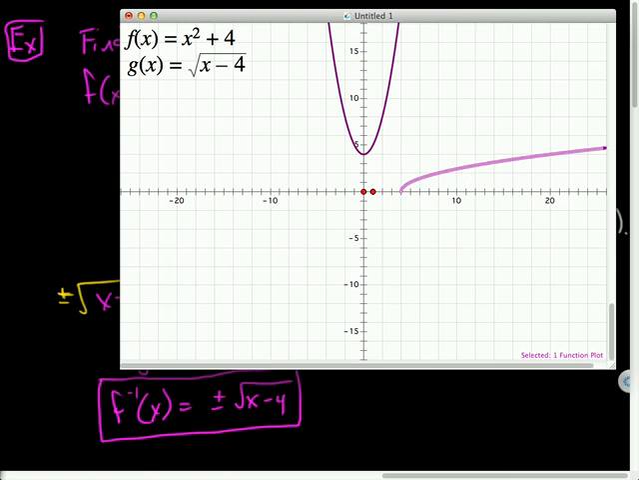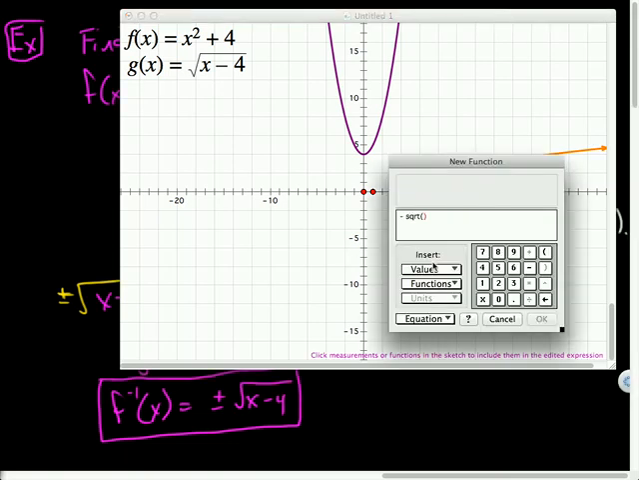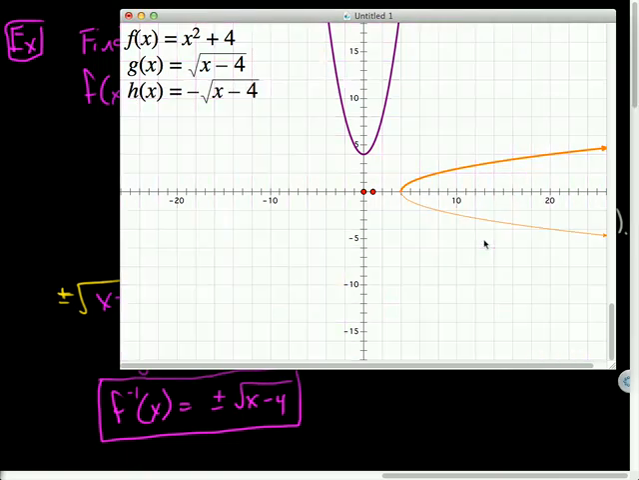Line style medium, line color. I'll make it orange again there. So you can see that the plus version of this square root is just kind of like the top half of this sideways parabola. That's kind of interesting. And then I think you can imagine that the negative version would be negative square root of x minus 4. Enter. And that gives me the bottom half of that sideways parabola. So like I said, it's possible for your inverse not to be a function. This would definitely not pass a vertical line test.